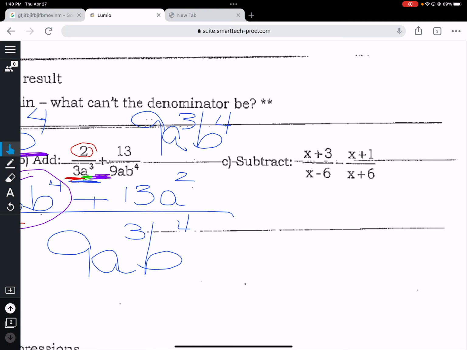All right. Let's look at the subtraction. Did y'all figure out what the common denominator would be? It would be x plus 6.